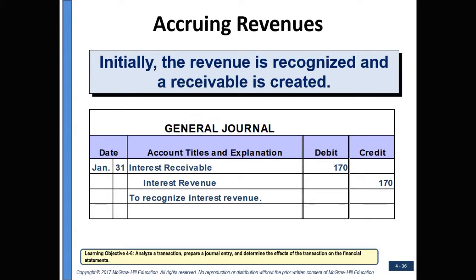So initially, we recognize the revenue and we create a receivable. A receivable tells us that somebody owes us something. Web Company will debit $170 to the interest receivable and credit $170 to the interest revenue to recognize the revenue in the correct period, although the company has yet to receive that interest payment.